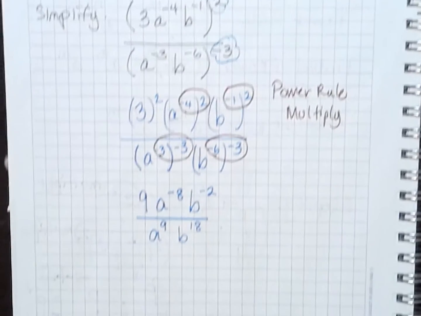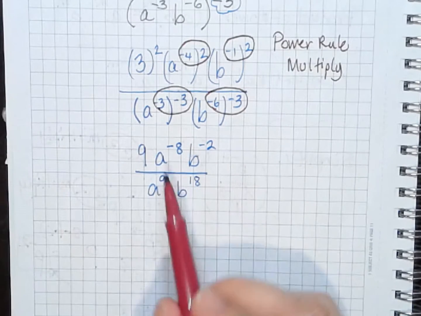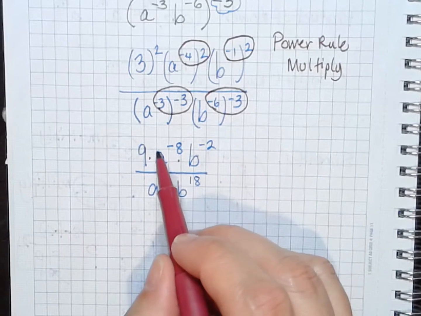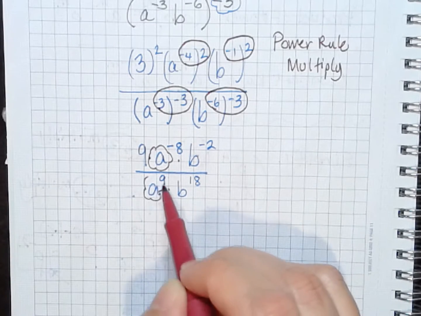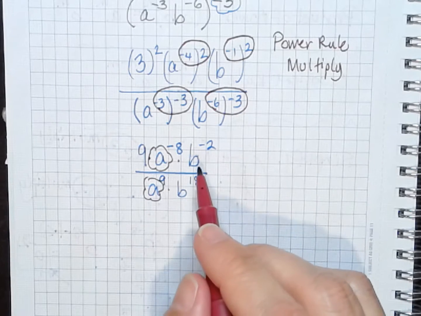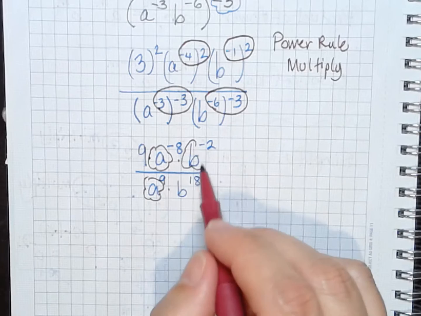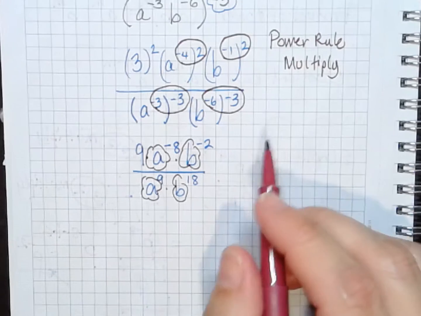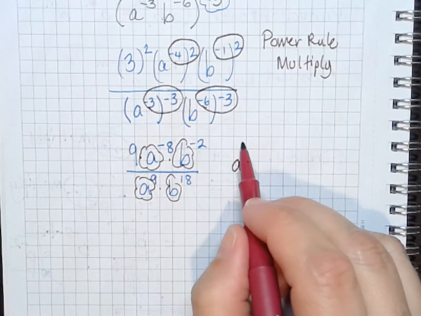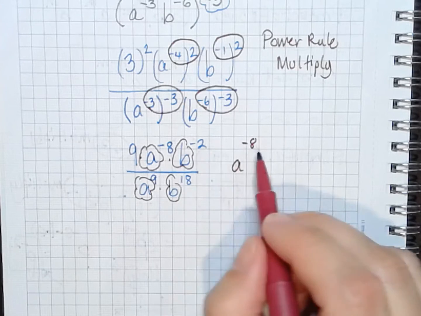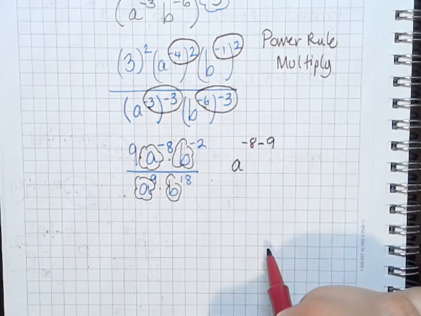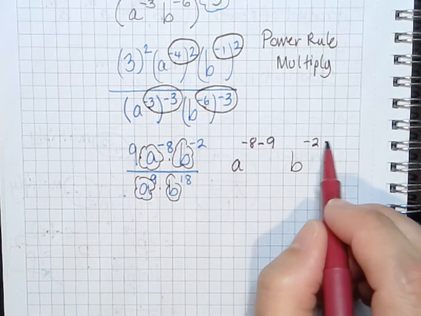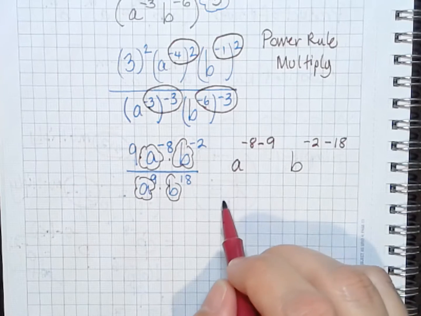Okay, so now I can use my quotient rule, because you will notice that I don't have any more parentheses. These are all being multiplied together, and I have a base of a in the numerator, a base of a in the denominator, and I have a base of b and a base of b. So I'm going to disregard the 9 for just a second, and I'm going to take my a, and my numerator power is negative 8 minus my denominator power, and for my b, I'll take my numerator power, which is negative 2, minus my denominator power.